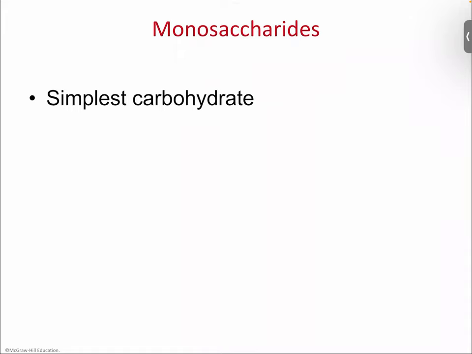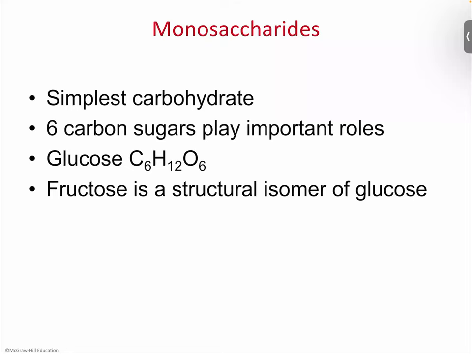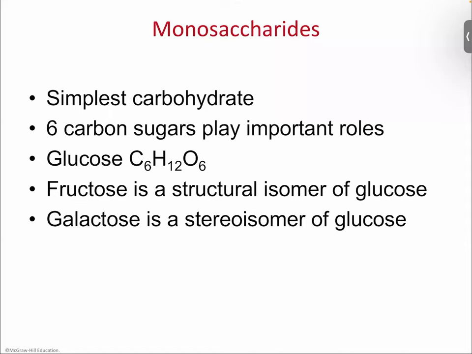But anyway, okay, let's talk about the monomers, shall we? So we get down to the monosaccharides. These are the simplest of all of the carbohydrates. This basically is a six carbon sugar, and we have our C6H12O6, right? But this can also be fructose, which is actually a structural isomer of glucose, and we'll see that here in just a second. It can also be galactose. Galactose is the stereoisomer of glucose, so we'll actually see what we mean by that as well.